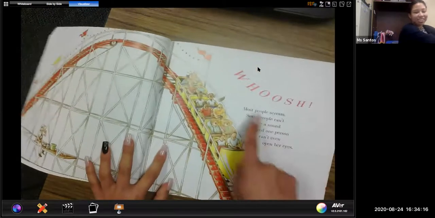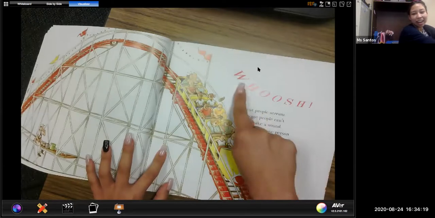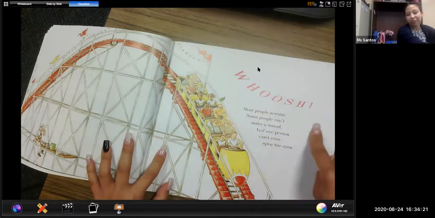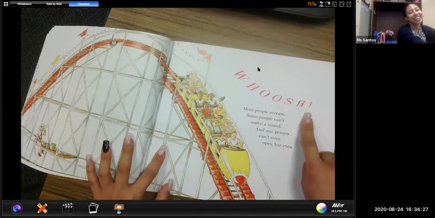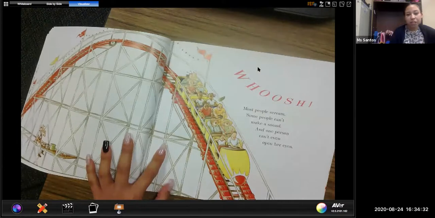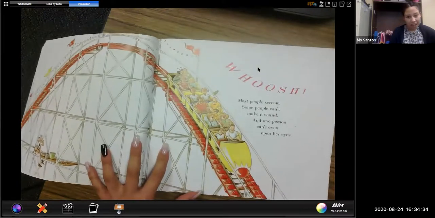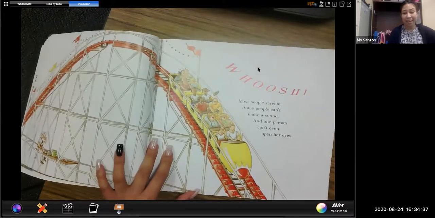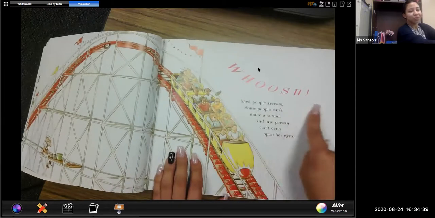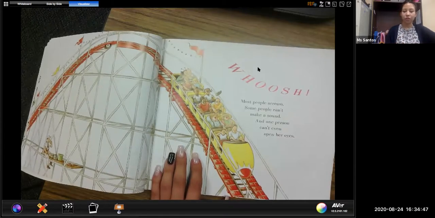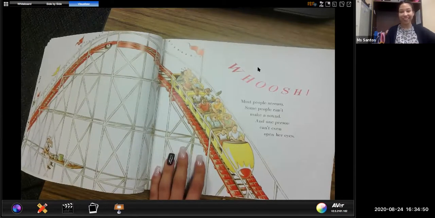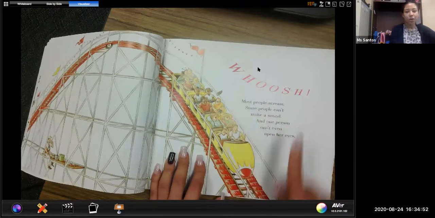Oh, I see another special text, and I like how the author has shaped it too. And what is this? We've been working on them. That's right. That's a punctuation. That's called an exclamation mark. Most people scream. Some people can't make a sound. And one person can't even open her eyes. Whoosh! Do you think that special text, was I supposed to read it like whoosh? No, you're right. I was supposed to read it exactly how I read it. Whoosh!